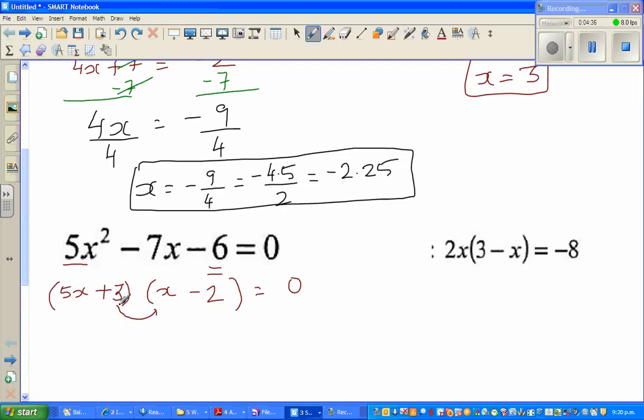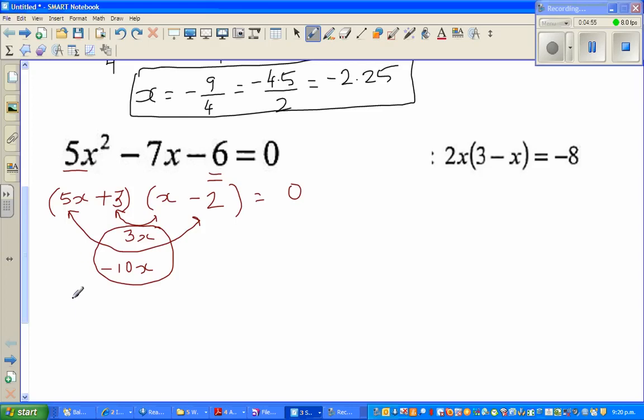If you multiply this 2, this will give me plus 3x, and if you multiply this 2, this gives me minus 10x, and this does give you minus 7x, so that's fine. So I'll rewrite this. This is 5x plus 3 times x minus 2 is equal to 0, just like that. So now this is a quadratic equation.